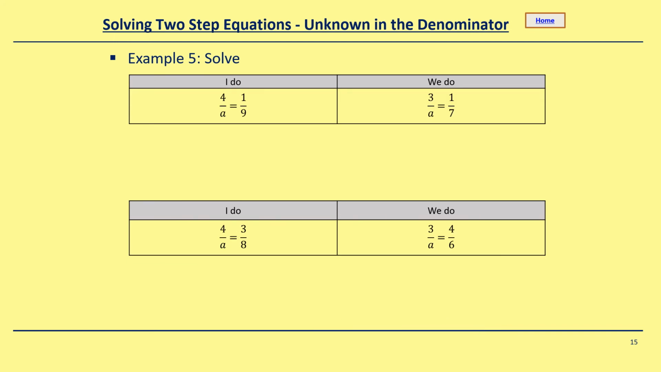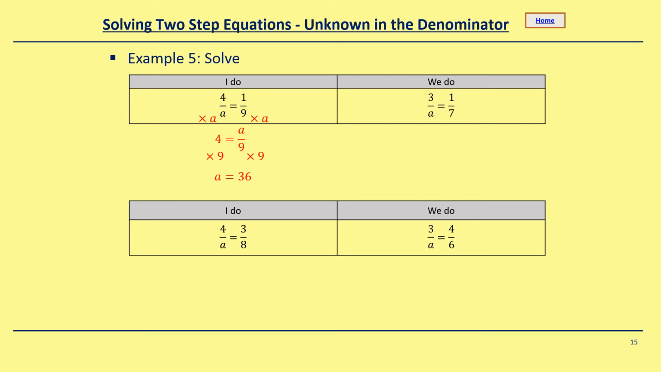Okay, we've got 4 over a. Now this time we've got a fraction. There might be a few more steps, but we just take it simple. I'm going to multiply by a first. So that would tell me that 4 equals a over 9. Now a has been divided by 9. I'm going to multiply by 9. So a equals 36.